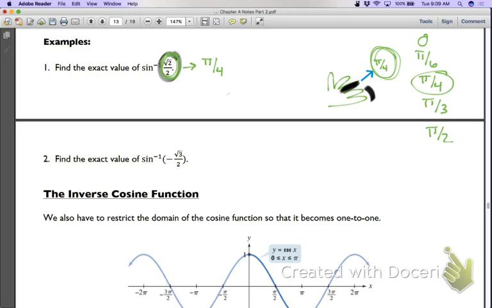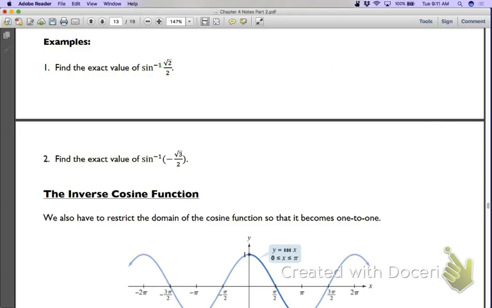I'm going to do the same thing. Oh, that's not what I wanted to do. Dang it. I'm going to do the same thing with negative square root of 3 over 2.